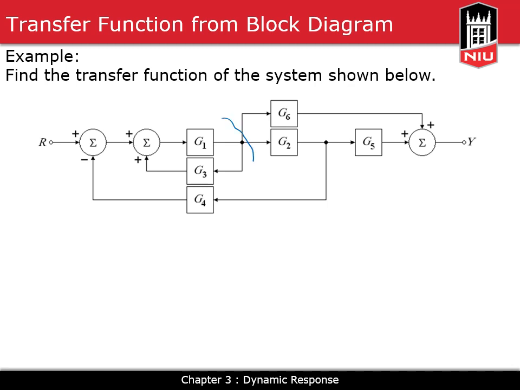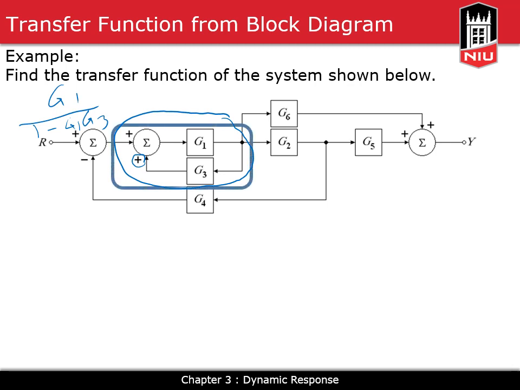If you take a look at this part of the block diagram, you see a feedback loop, a feedback loop with a positive feedback. The equivalent transfer function for that would be, we said G over 1 minus GH, because this is positive feedback, where G is the forward path, H is the feedback path. So in this case, G1 over 1 minus G1, G3 is the equivalent of that loop. So let's take a look at that.